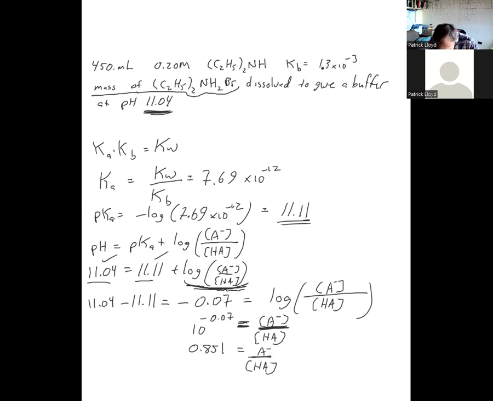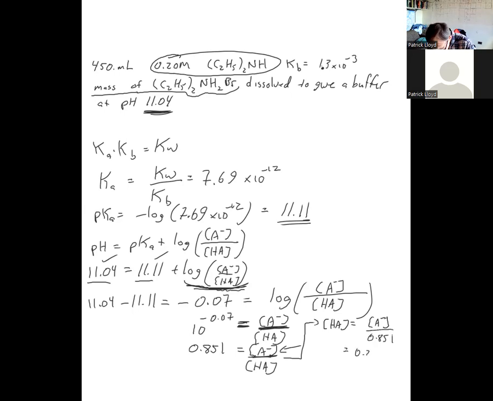Okay, so now what I'm going to point out is that we were given the concentration of the base, right? The concentration of the base was given. It was 0.2 molar. So we know this value right there. So if we want to find the concentration of HA, it would just be the concentration of A minus over 0.851. So that would be 0.20 molar over 0.851. And that'll give us the concentration of HA.